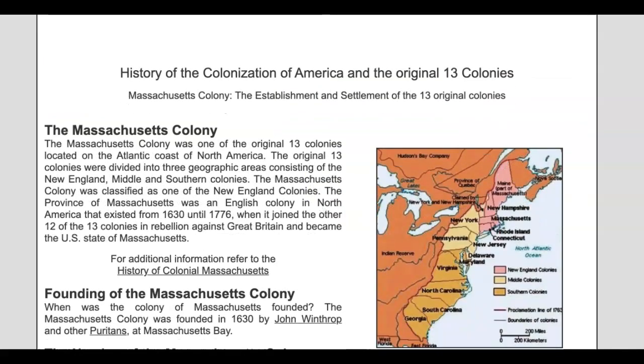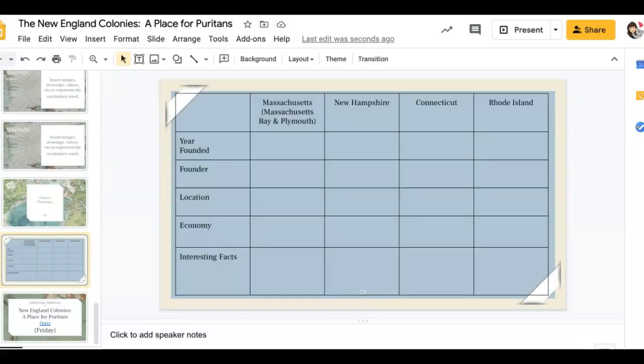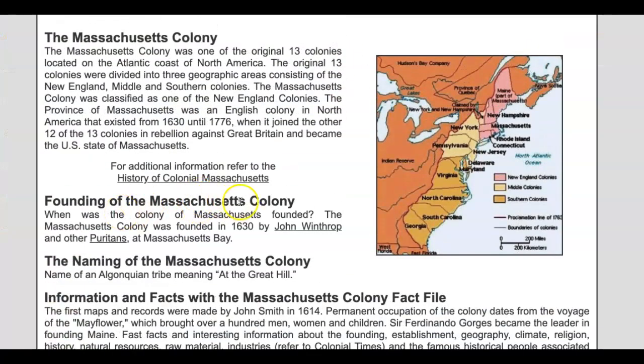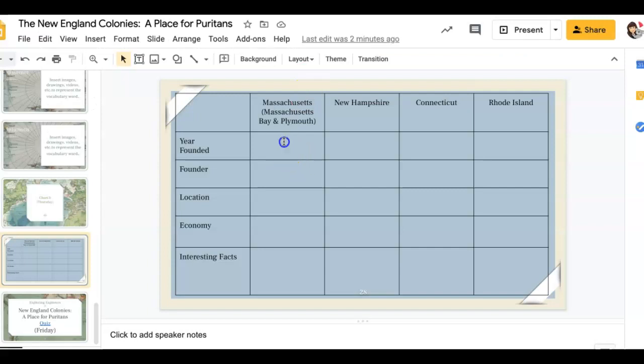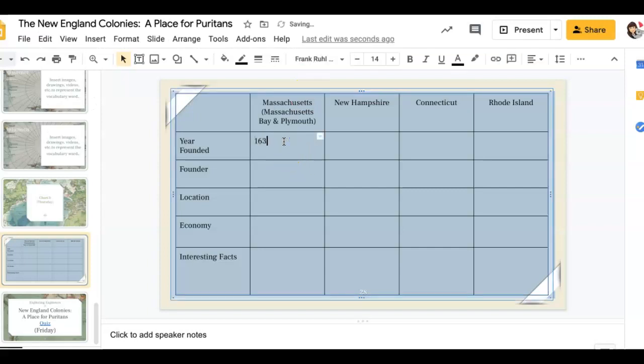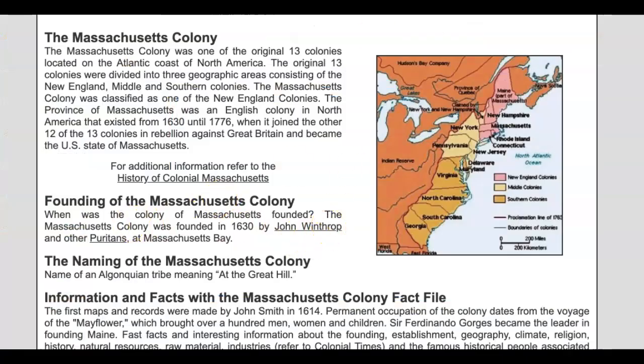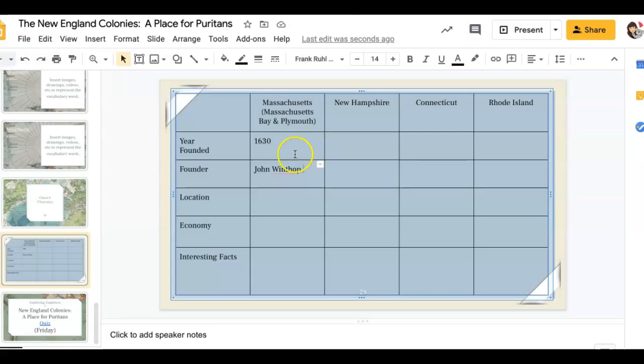Okay. So let's see what we need to find first. We need to find the year founded and the founder. All right, so the founding of Massachusetts colonies. The Massachusetts colony was founded in 1630 by John Winthrop. So we're going to write 1630 by John Winthrop. Is that how I spell it? I think so. Nope. Let me go back and look. Winthrop. Nope, missing the R.